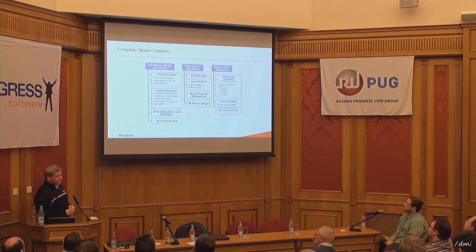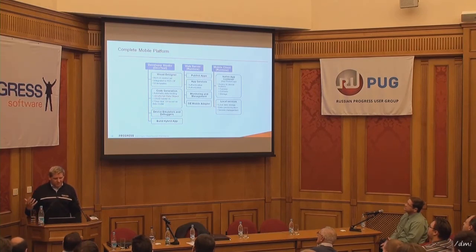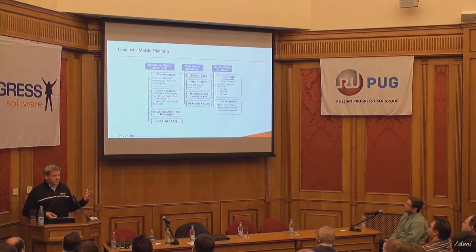OpenEdge Mobile is a complete platform for building everything you need for these mobile applications. So it includes all of the development and testing environments, including the ability to emulate different devices like iPads, Android devices, iPhones. It lets you build hybrid applications. It lets you build web applications that can only run inside a browser.